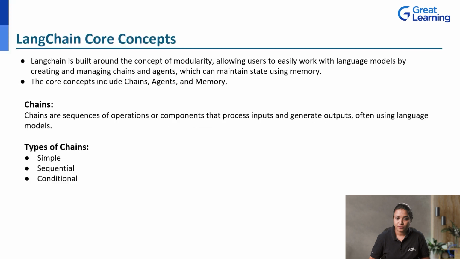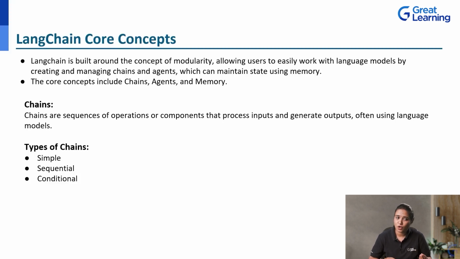Now, here we are on the LangChain core concepts topic. First, we understand LangChain is built around the concept of modularity, because we use this library in order to work in modules and then make it a bigger project. It always allows users to easily work with language models by creating and managing chains and agents which can maintain certain state using memory. So, what happens here?